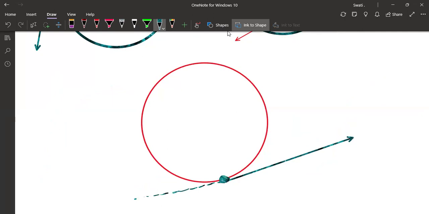Do you see the difference between tangent and secant? A secant is passing through the circle at 2 points, but a tangent is passing through the circle at only 1 point, and which is this point. Clear, Manya? Yes.